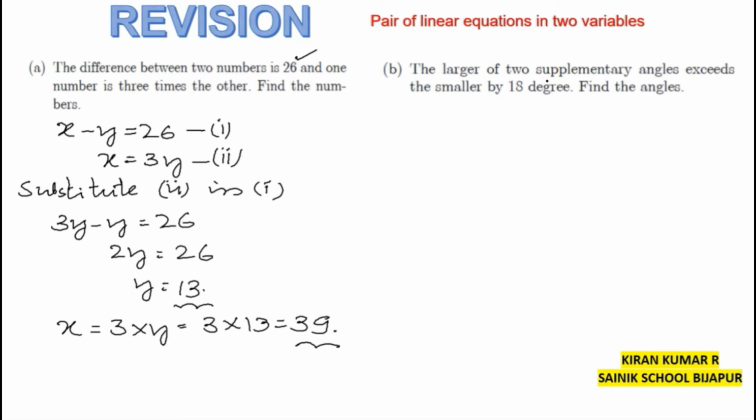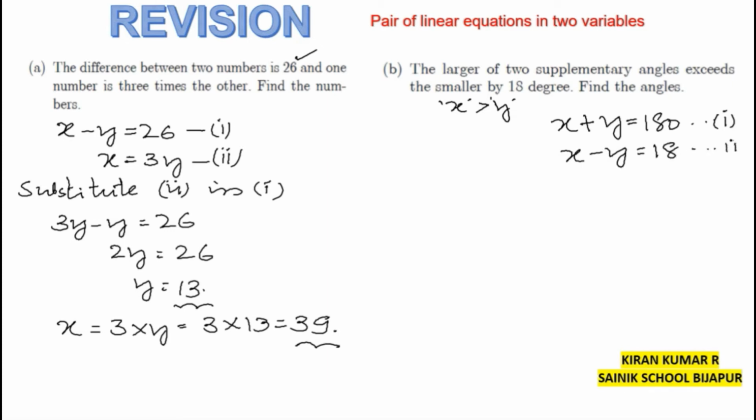The larger of two supplementary angles exceeds the smaller by 18 degrees. Find the angles. Let me consider the larger supplementary angle to be x and the smaller angle to be y. I have taken x and y as the angles. According to the condition, they are supplementary angles, therefore their sum has to be 180.